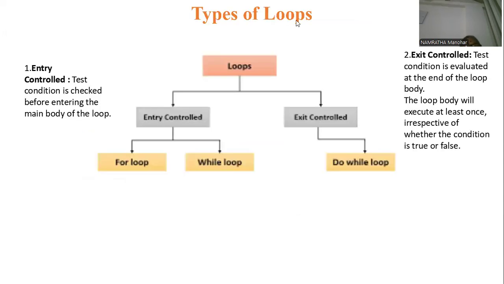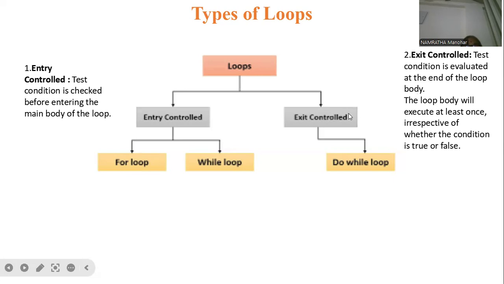Now, what are the various types of loops? Loops are basically classified into two types: entry control loop and exit control loop. Now, what is an entry control loop? In an entry control loop, the test condition is checked before entering the main body of the loop. In the exit control loop, the test condition is evaluated at the end of the body of the loop.